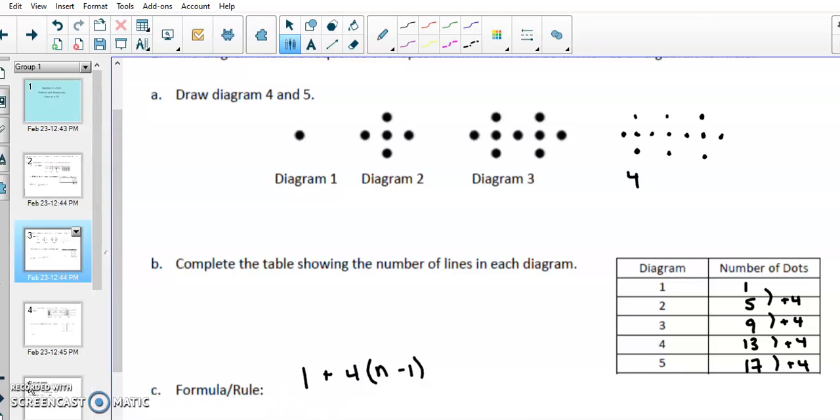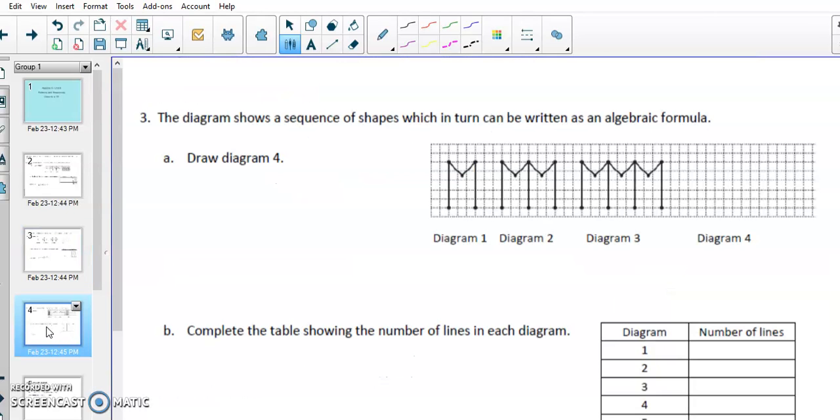Flip over to page 12, and I want you to try this one on your own. I'm going to pause it here, fill in the answer, and then you'll check. All right, everybody, let's see how you did.